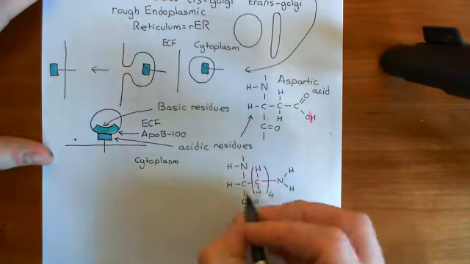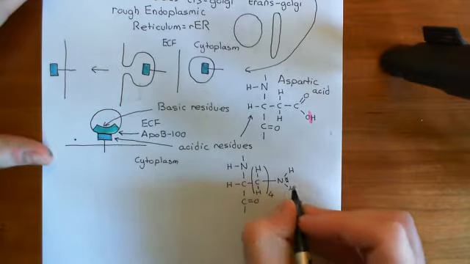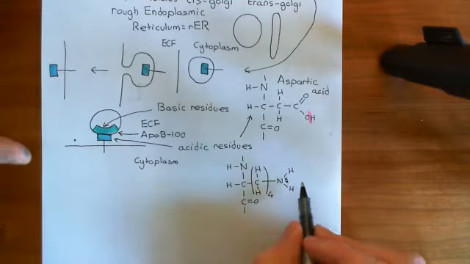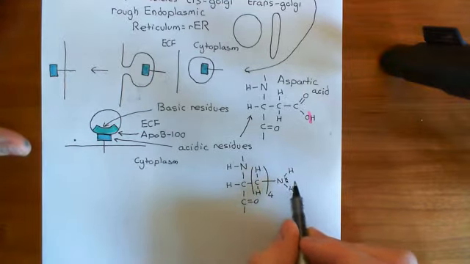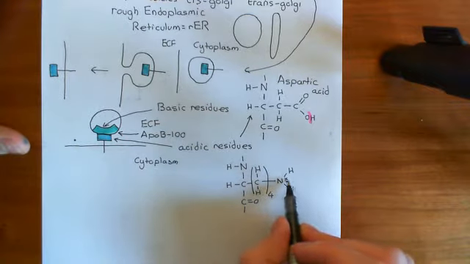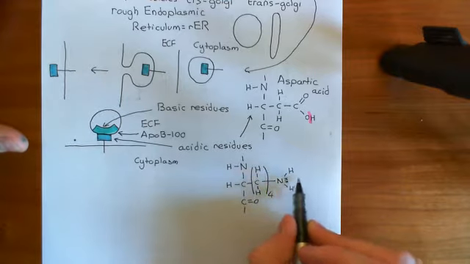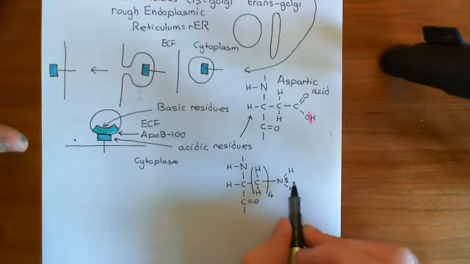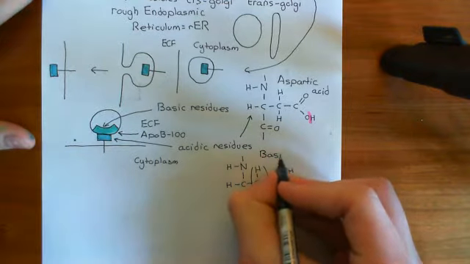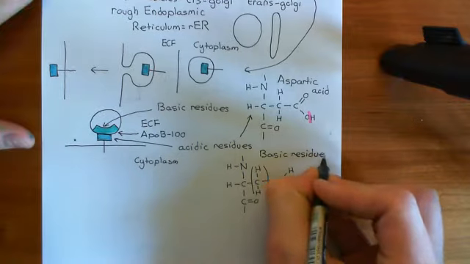Okay, now this nitrogen of the amino group here has a lone pair of electrons, and this lone pair of electrons serves as a fantastic docking point for protons within the solution. So protons within solution can come and bind to this lone pair of electrons, which will give that amino group an extra proton and therefore a positive charge. So basic residues basically can gain protons and therefore become positively charged.